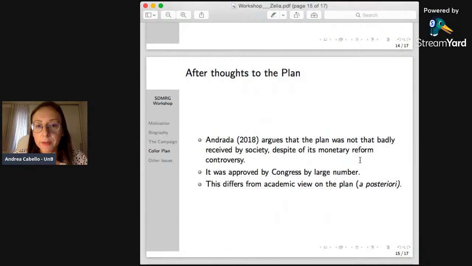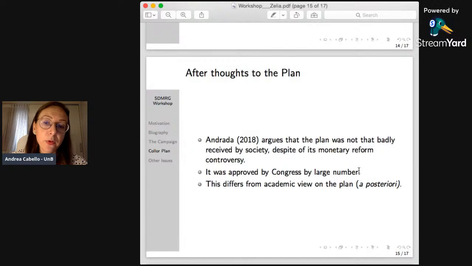And when we think about the plan itself, like I said, Andrade, who is Alexandre Andrade, our colleague at the department here, argues that the plan was not that badly received by society at the time, despite its monetary reform controversy. And I concur with him. Zelia herself at the time actually had more popularity than most people give her credit for today. She was probably judged more harshly by history than most people realize.